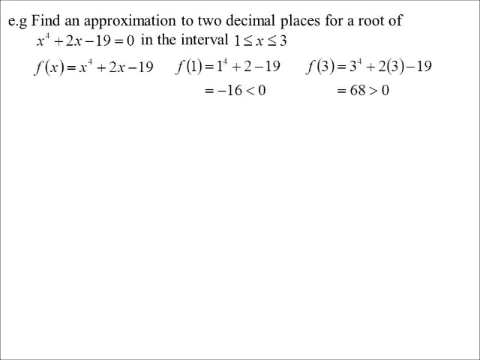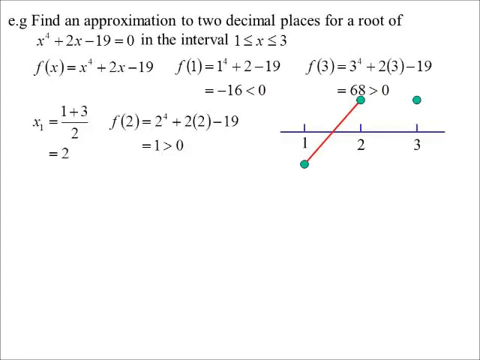So there's my function. Function 1 turns out to be negative 16, and function 3 turns out to be positive 68. So we know a solution exists in between 1 and 3. So I'm going to guess that solution to be 2. Let's see how we went. No, that's not right. But now I can make my interval smaller.